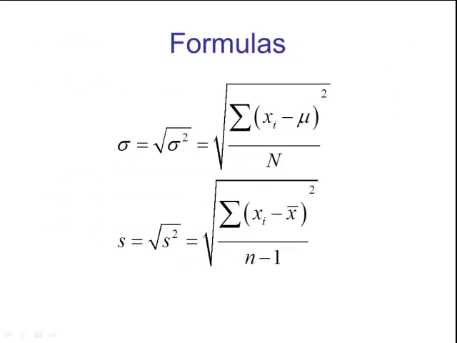Here are the formulas. Again, this is a parameter. This is measuring something about the population. In this class, this is not the one that we're going to use. We're going to use the sample standard deviation, which is denoted by s, and this is a statistic.